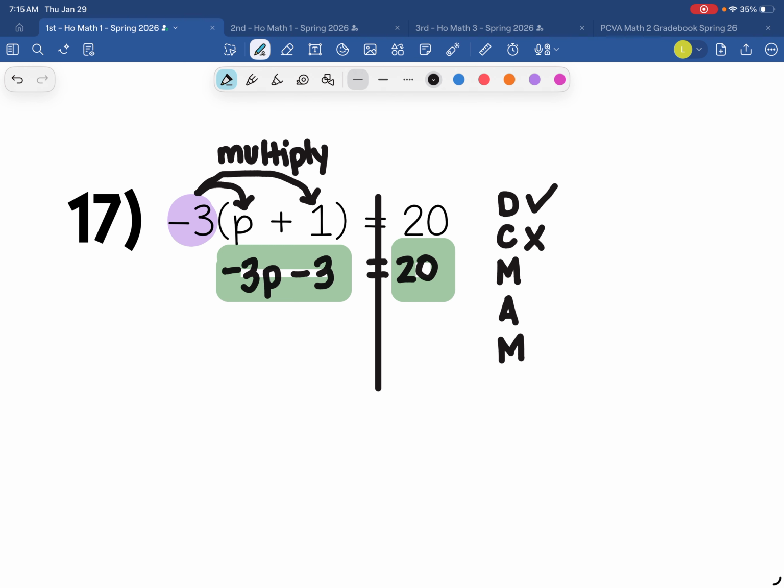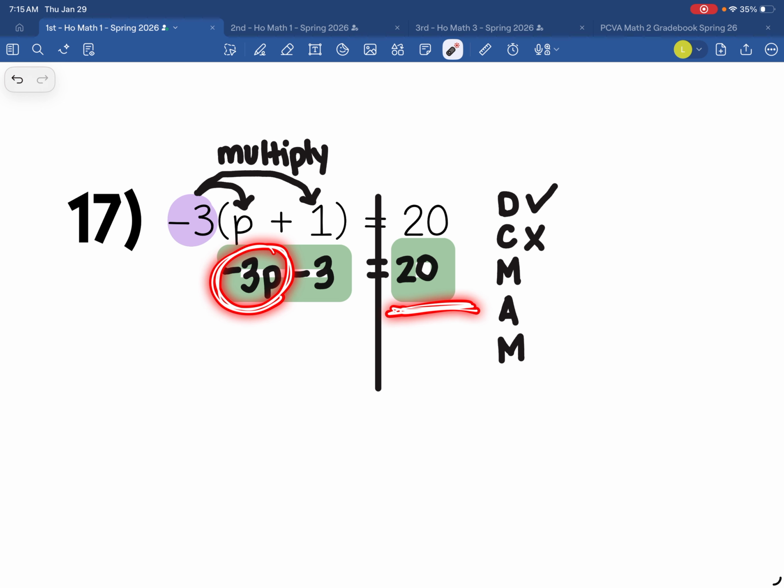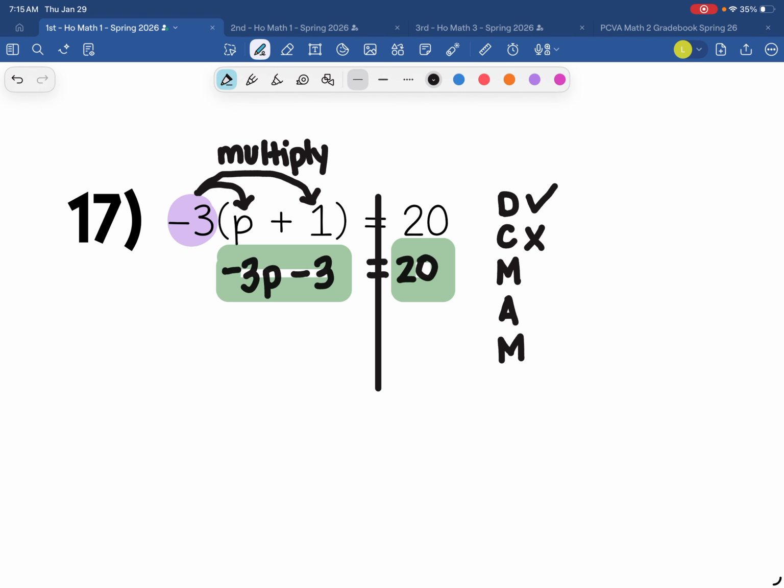All right, so move the variable. We only have one variable. We do not have any variables on the right-hand side, so we get to skip that step. And now we're going to add or subtract. So I'm going to add 3. Okay, once I add 3, that's going to give me 23.